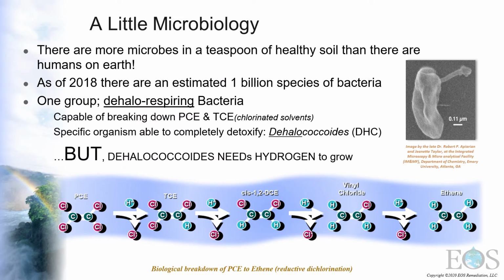So just a little bit of microbiology. There are more microbes in a teaspoon of healthy soil than there are humans on Earth. And as of 2018, there is an estimated 1 billion species of bacteria. Now, we're only concerned in one group, the Dehalorespiring bacteria. And specifically within that group, we're most concerned about Dehalococcoides. That's the organism responsible for the complete conversion of chlorinated solvents to ethene. So he takes that last critical step of converting vinyl chloride into ethene. And he needs hydrogen in order to do that.